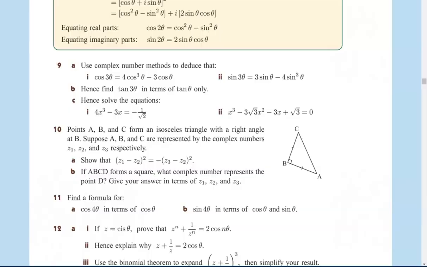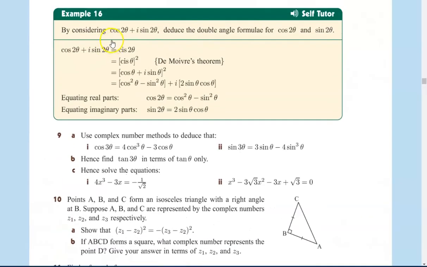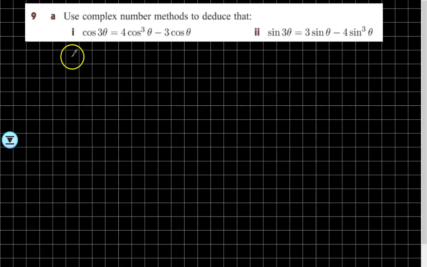So if we go back and look at the example here, you can see that in order to find expressions for cos 2 theta and sin 2 theta, you actually started with cis 2 theta, right? So if we now want to find expressions for cos 3 theta and sin 3 theta, what do you think we're going to start with? Cis 3 theta, okay? So we will start with cis 3 theta, and we're working backwards with de Moivre's theorem, right? And we're saying that that's to the power of 3. Agreed?